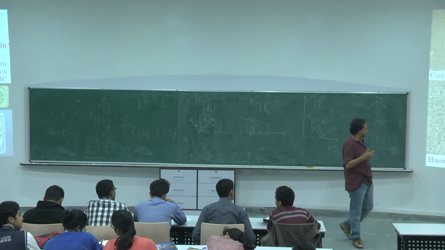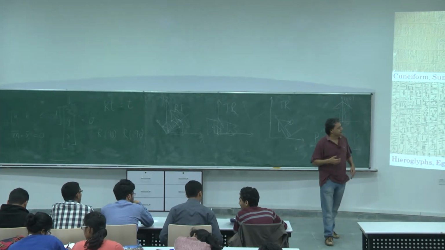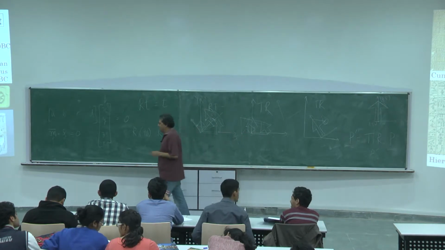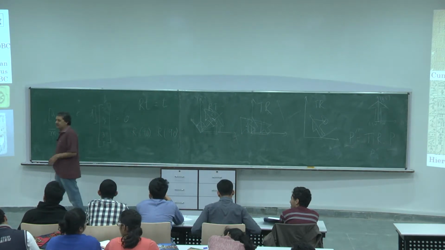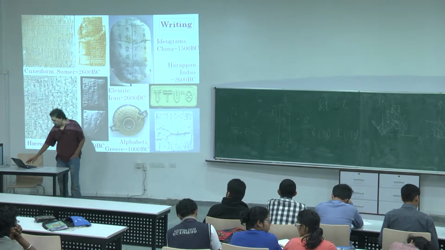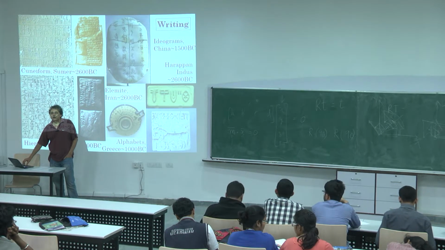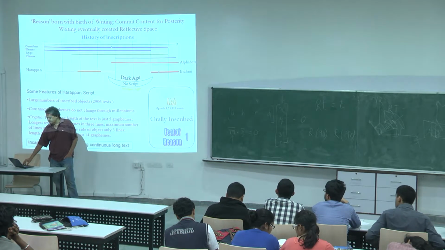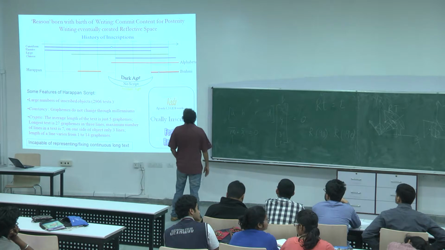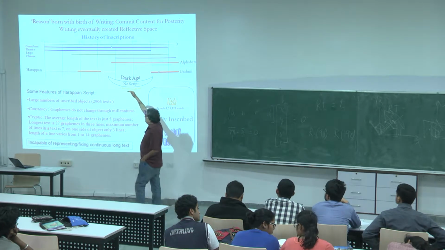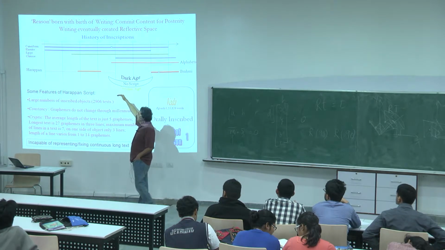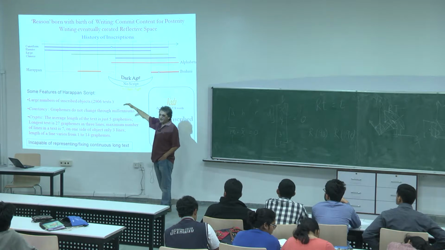So in any case, there is a very interesting thing which happened in Indian civilization. If you look at what all kind of writings were done all across the globe, there are Sumerian writing, Iranian writing, Egyptian writing, Chinese writing, and there is Harappan writing.